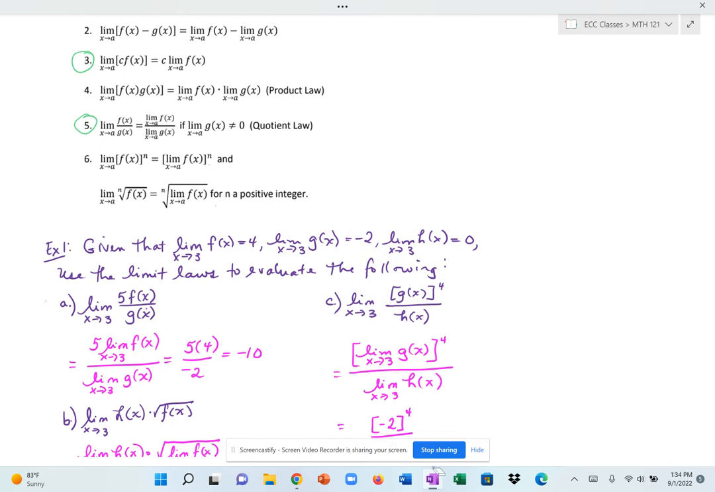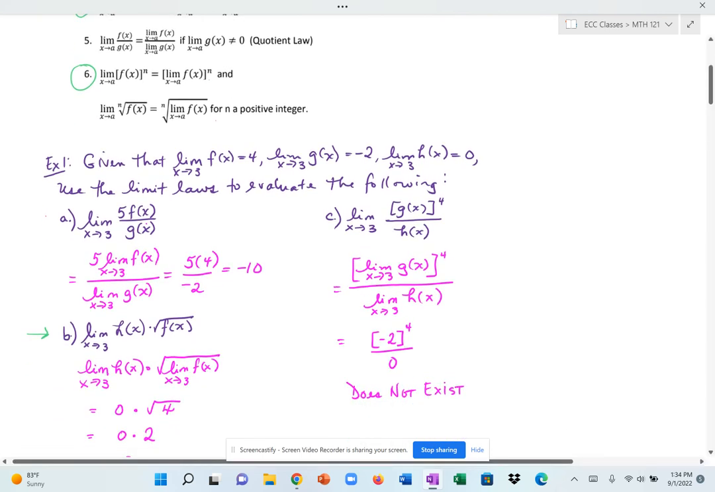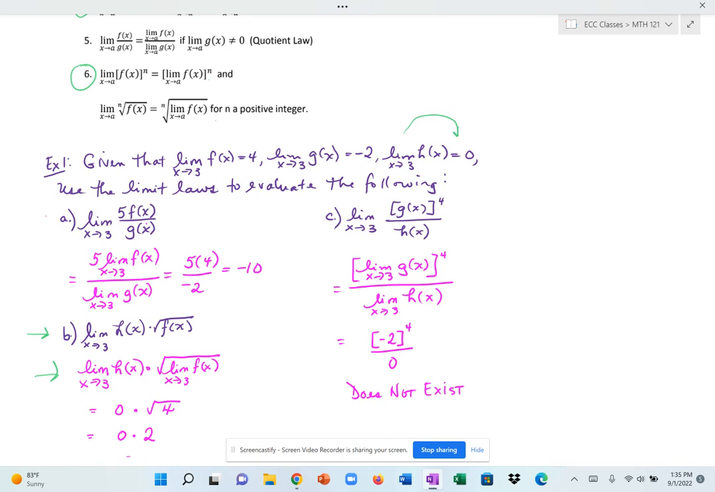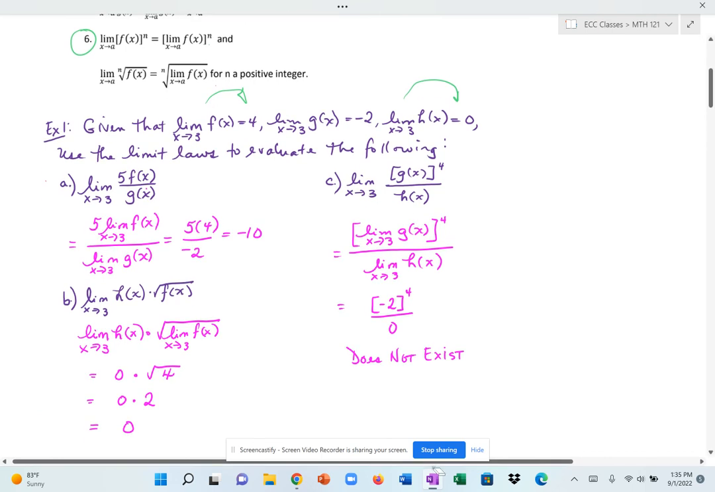In part B, I'm going to be using the product law, which is number 4, and law number 6, because I am multiplying two functions, but for the second one I am taking the square root. So when I apply the laws, it should look like this. It's the limit as x approaches 3 of h of x times the square root of the limit as x approaches 3 of f of x. Now, for h of x, that limit is given to be 0. The limit of f of x is 4, so I have 0 times the square root of 4. We know that the square root of 4 is 2, and 0 times 2 gives me an answer of 0.